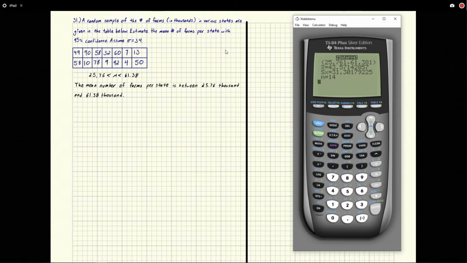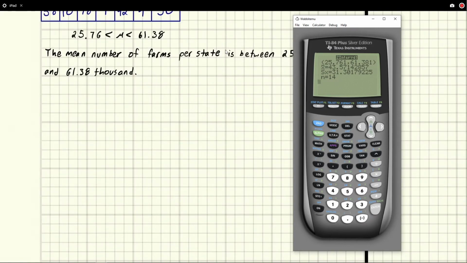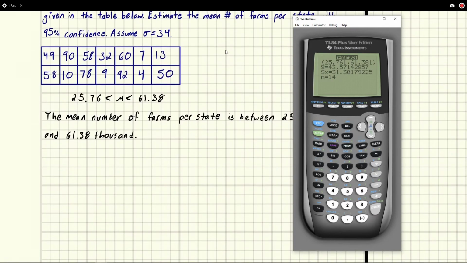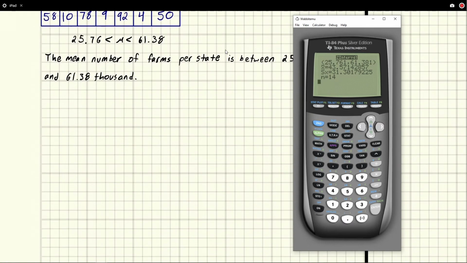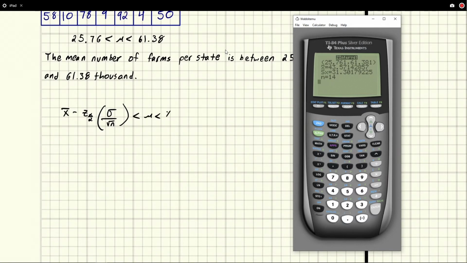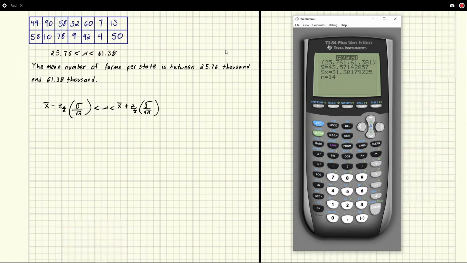Now let's go ahead and do the same one by hand. So you would go and look up the formula. You would identify, since we have a population standard deviation, that we need a z-score formula. So the formula you would get would be x bar minus z of alpha over 2 times sigma divided by the square root of n, and there's the mean in the middle. And then you have x bar plus z of alpha over 2 times the standard deviation divided by the square root of n. So we've been given sigma.